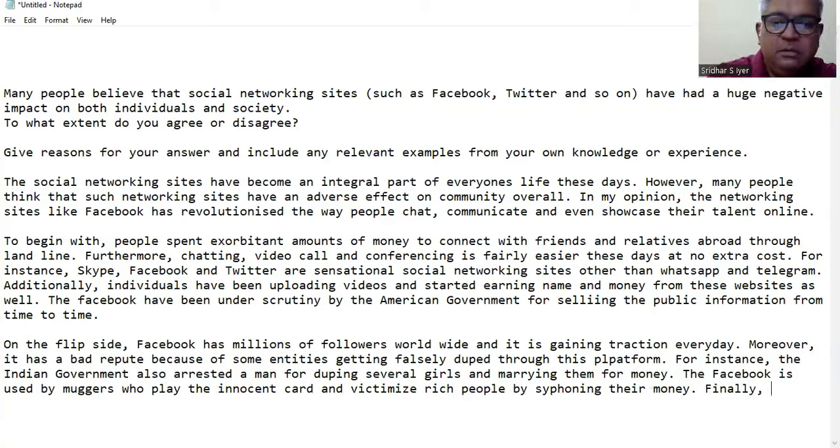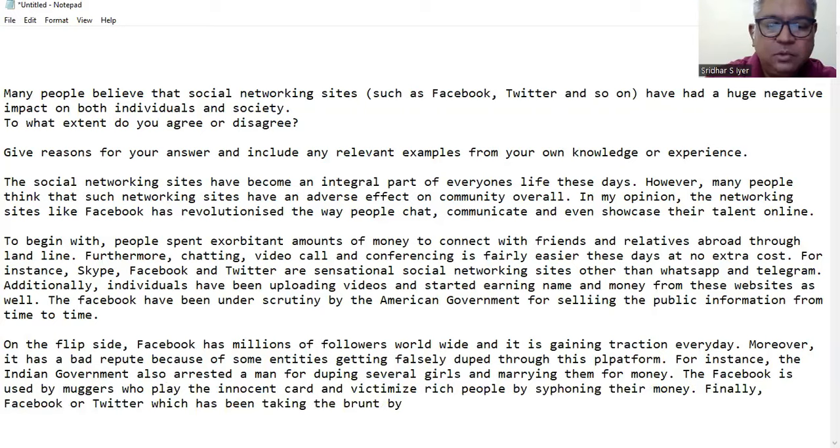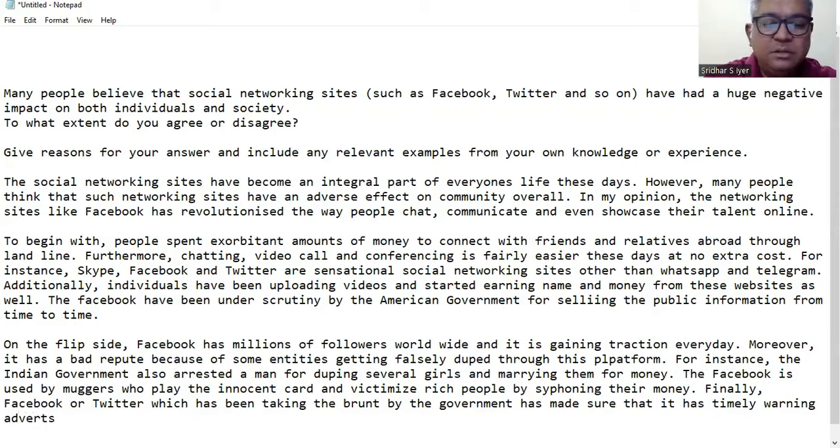Finally, Facebook or Twitter, which has been taking the brunt by the government, has made sure that it has timely warning adverts sent to people on login credentials.